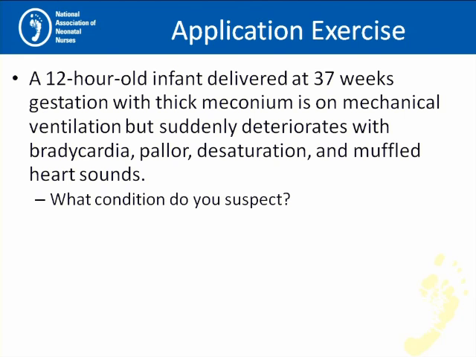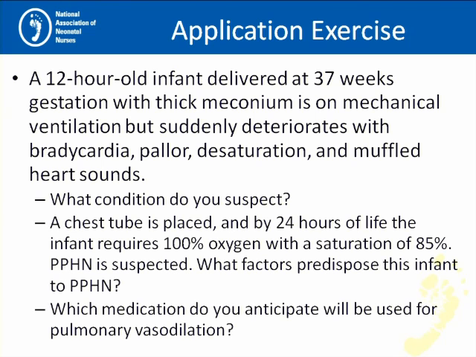Which medication do you anticipate will be used for pulmonary vasodilation? Inhaled nitric oxide is a selective pulmonary vasodilator. It combines with hemoglobin to become inactivated and forms methemoglobin as a byproduct, which needs to be monitored during therapy. Starting dose is between 10 to 20 parts per million.